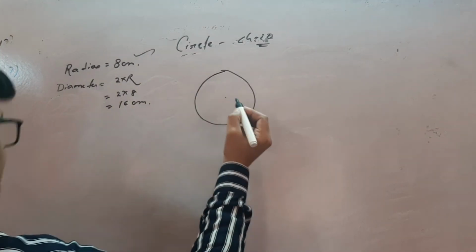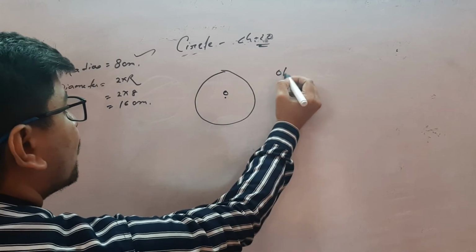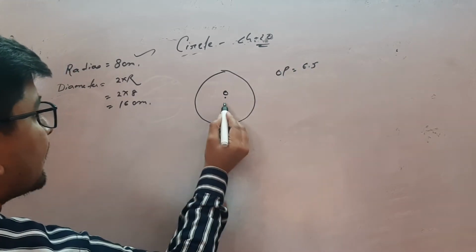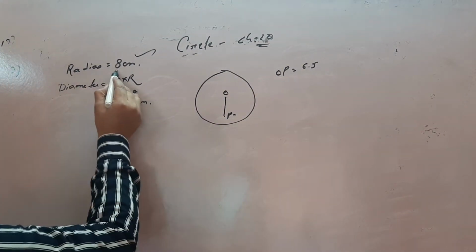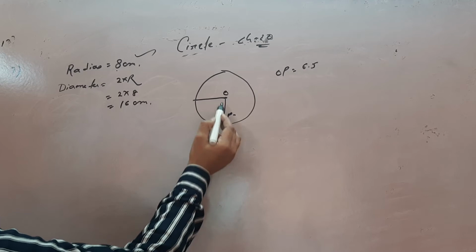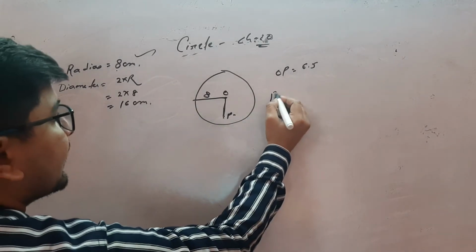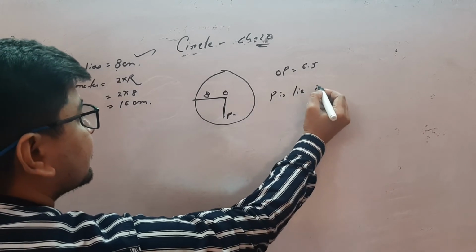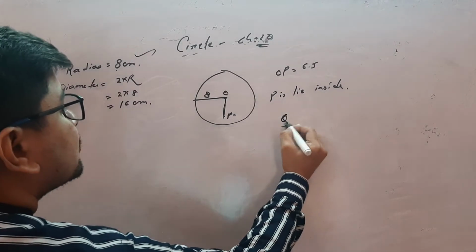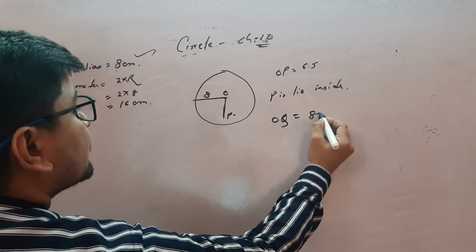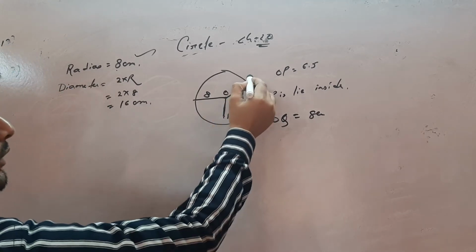Given that the center is O and OP equals 6.5, that means what? From O to P, the line is inside the circle because the diameter is how much? 8. So 6.5 lies inside the circle. So P lies inside the circle. Next one is OQ equals 8 centimeter. That means point Q lies on the circle.